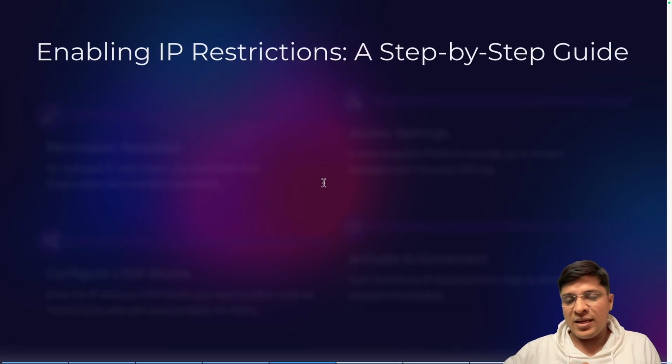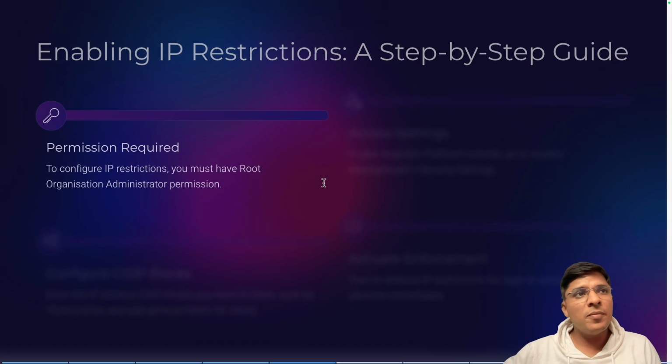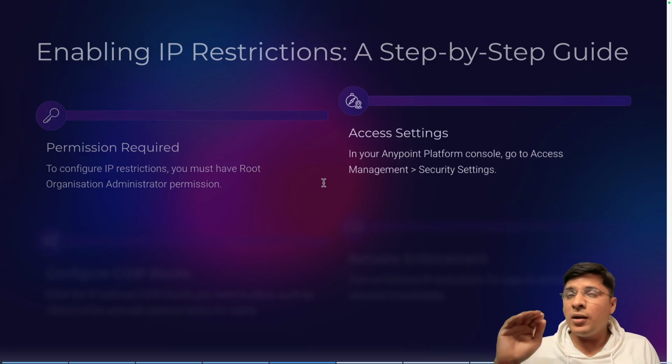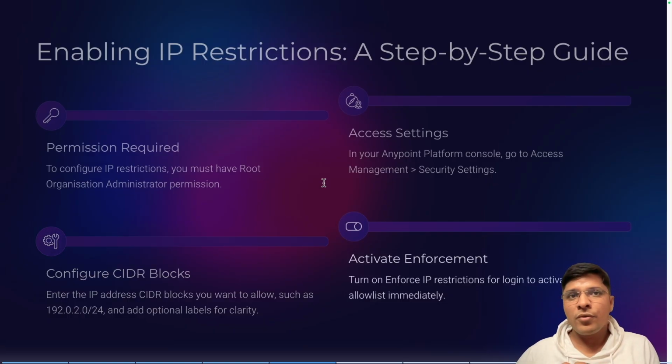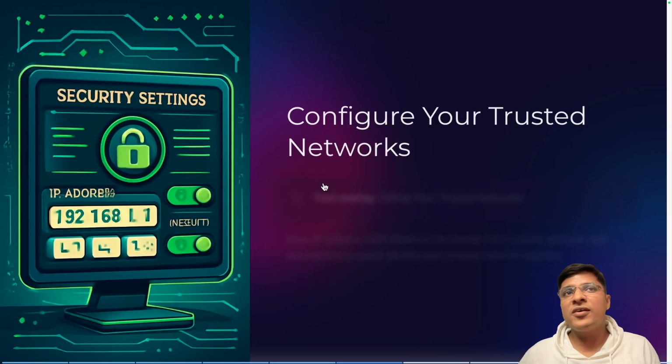Then how to enable this? Let's see it step by step. First, you need to have permission to configure these IP restrictions, and this is available inside access management. We need to know the complete trusted network CIDR range. Once you have that, we'll approve that range inside your Anypoint platform. Finally, we'll enforce these IP restrictions for all the logins coming from all over the place. So let's go ahead and configure this trusted network on our Anypoint platform.